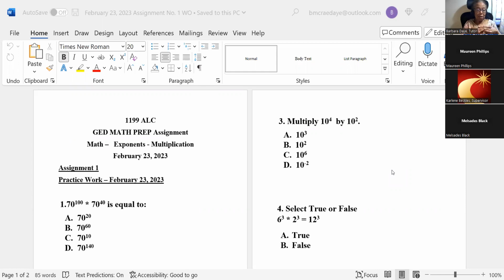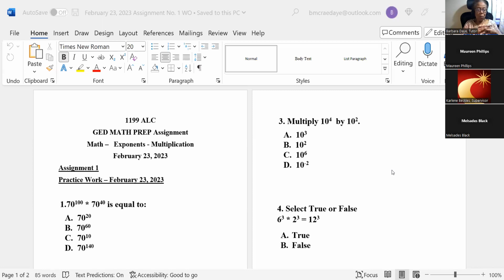Mercedes, I want you to do number 1. Read it and tell me the answer. We're still on exponents, multiplication. We'll go through this, probably do a couple more, and then we'll go to division because your next assignment will be on division of exponents. And remember, I told you last time your assignment will be on multiplication only, right?